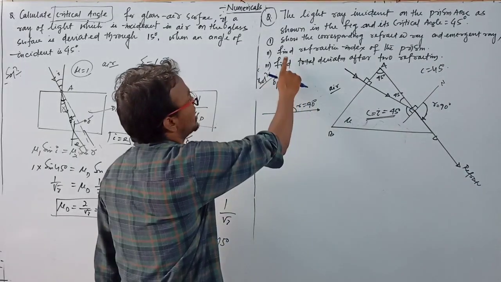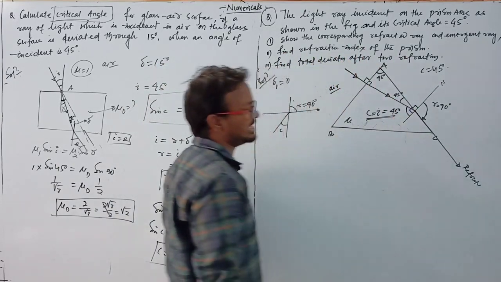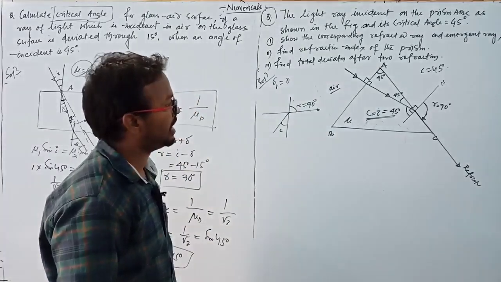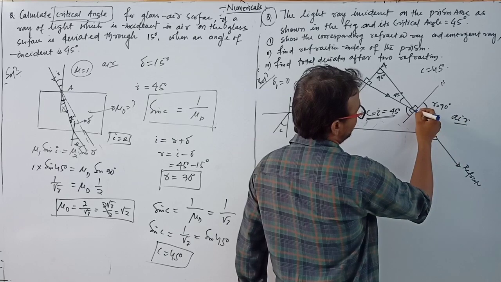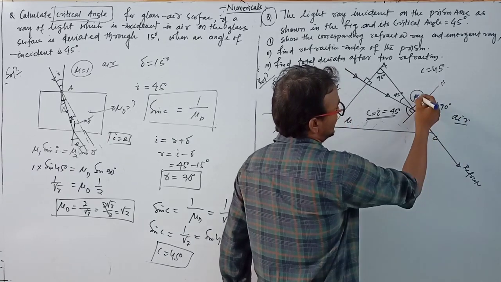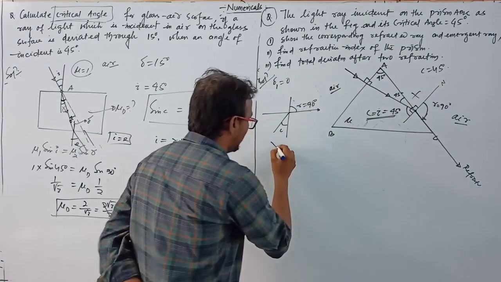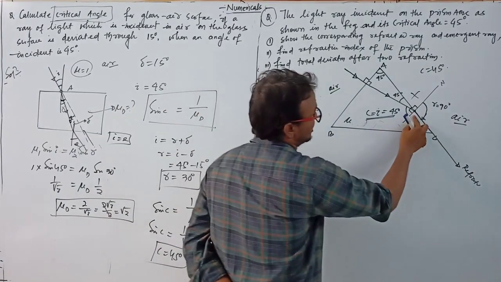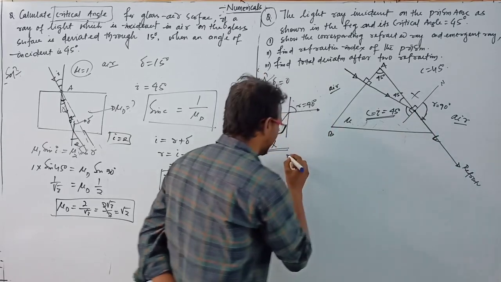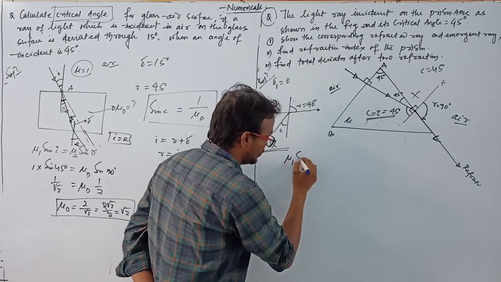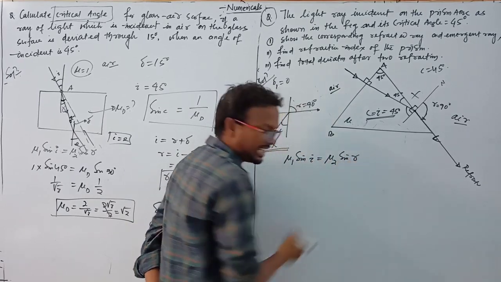Now the second question: find the refractive index of the prism. We have to find the refractive index of this prism. So how can we find the refractive index? Here this is air medium. Suppose this point is point B. We can take this point as x. Now if we use Snell's law at this surface, the AC interface, at point x, we can use mu1 sin i equals mu2 sin r.